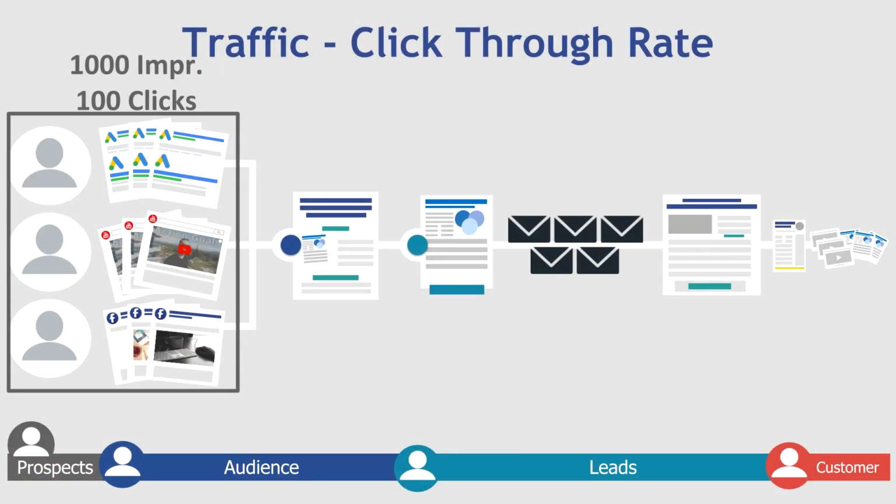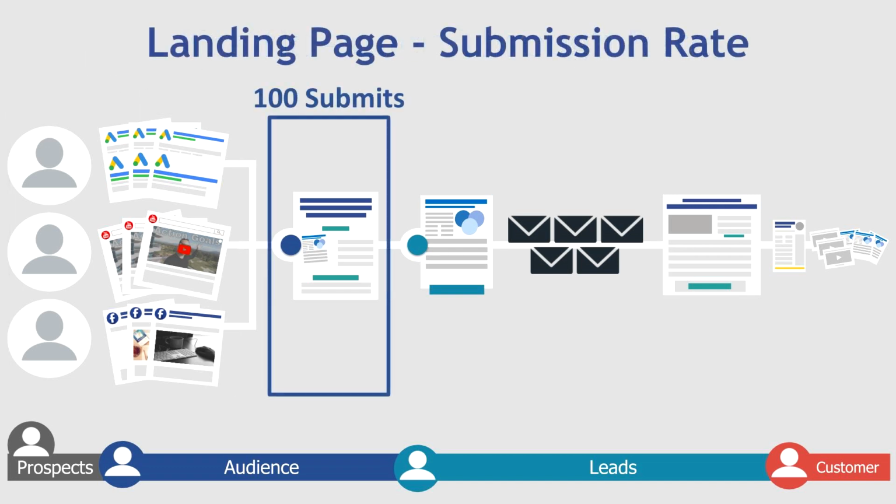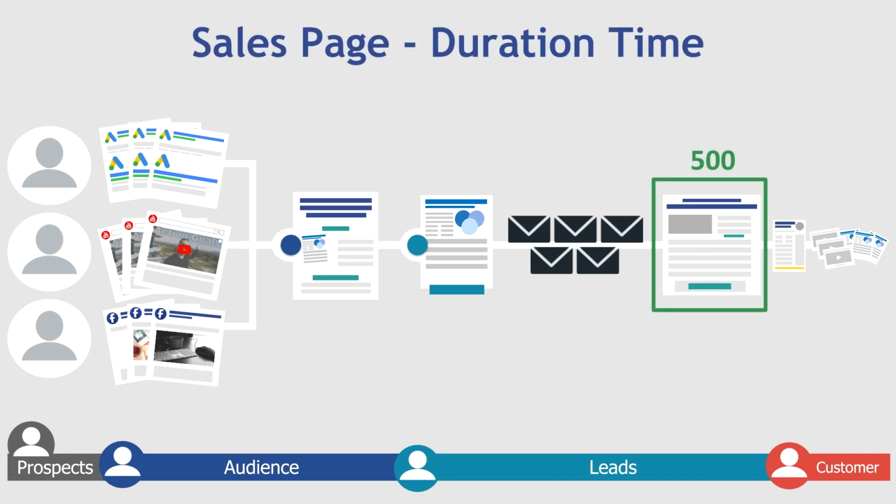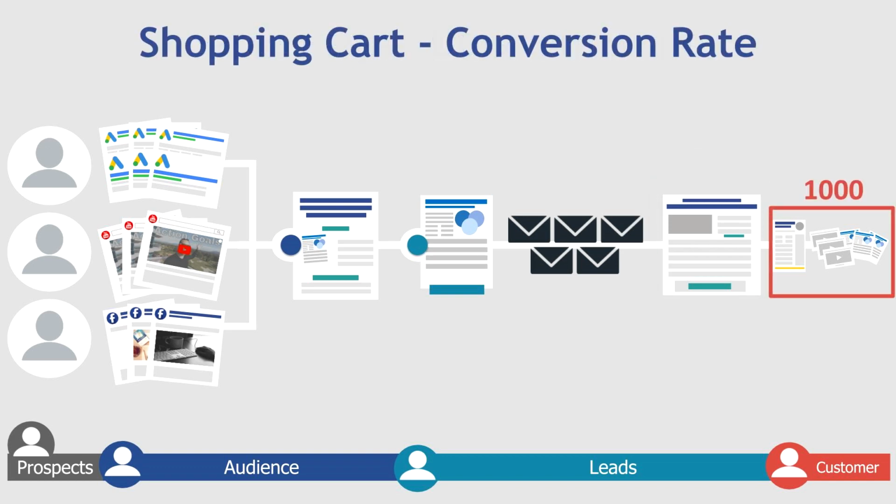Ideally, you'd want 1,000 clicks, impressions, submissions, views, but I understand we are all on a different budget, so at the absolute minimum for your traffic, you need 1,000 impressions or 100 clicks. You need 100 submissions on your landing page before you make any changes, 500 opens per email, not your total sequence, and then at least 500 people have hit your sales page at least once. And then for your shopping cart, wait till you have 1,000. Shopping cart is one of the last things you should be testing.